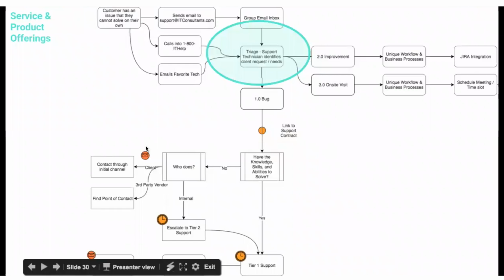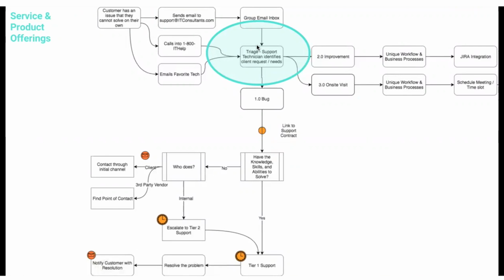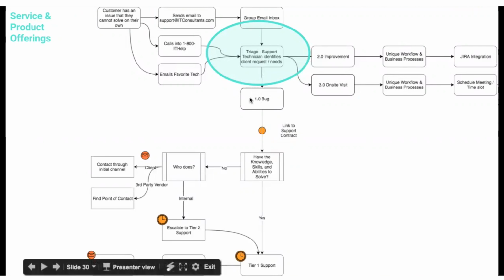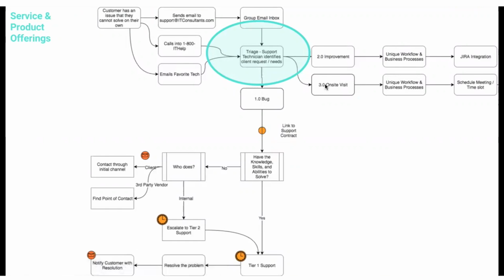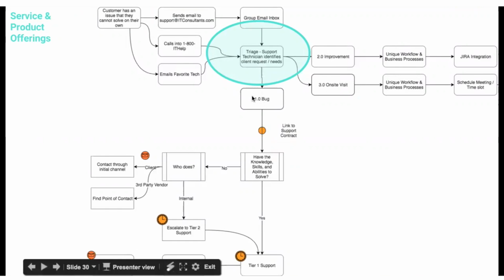And then the last piece of it is service and product offerings. So when this comes into the queue, we may have a triage team who looks at the needs of the ticket and determines, is this ticket a bug? Or does it feel more like an improvement that we can backlog? Or is this something where we need to go over to the client site and help them out? So what we'll do in that case is create different ticket types and then select them when we're opening a new ticket.